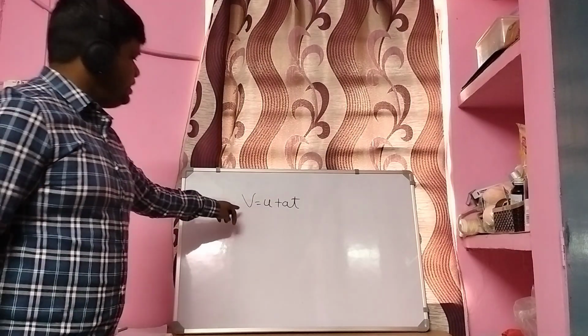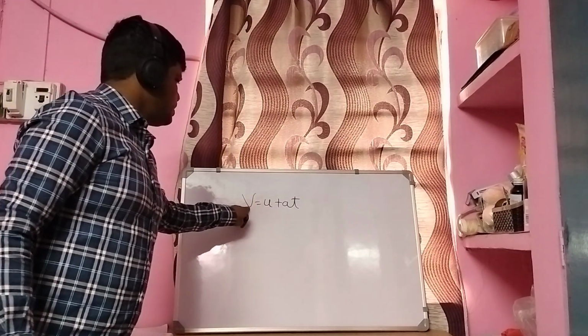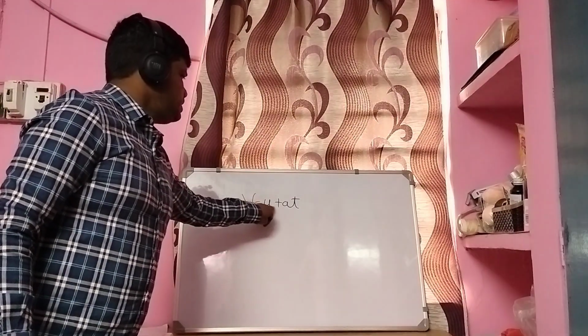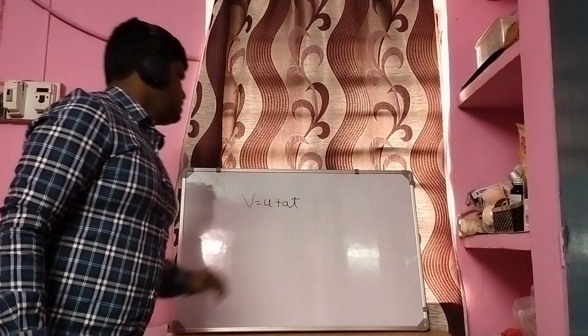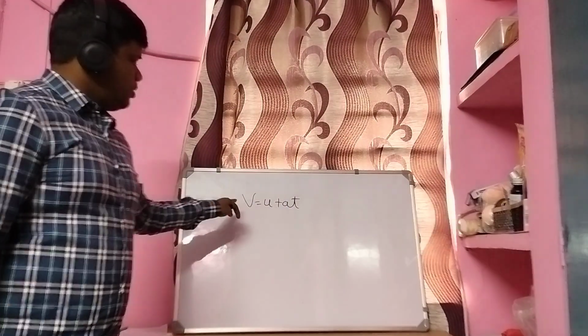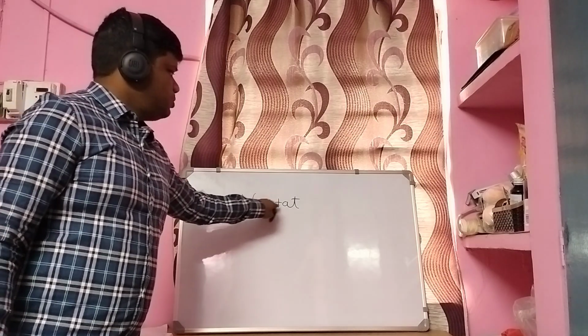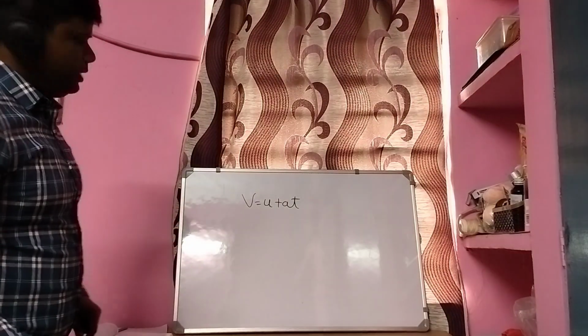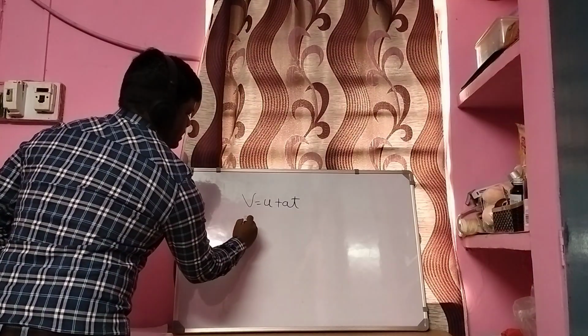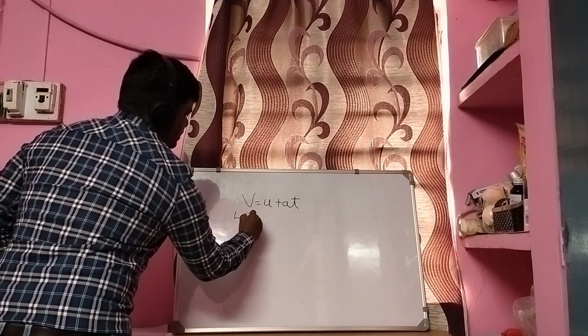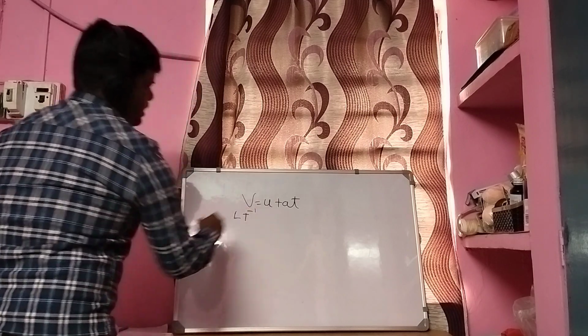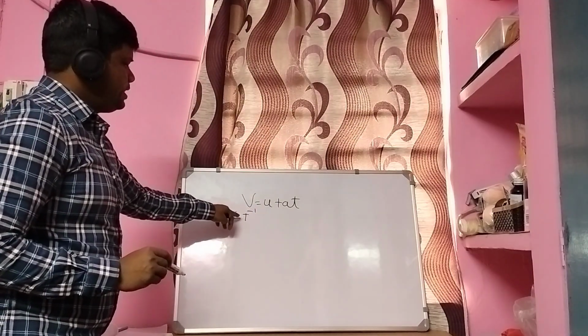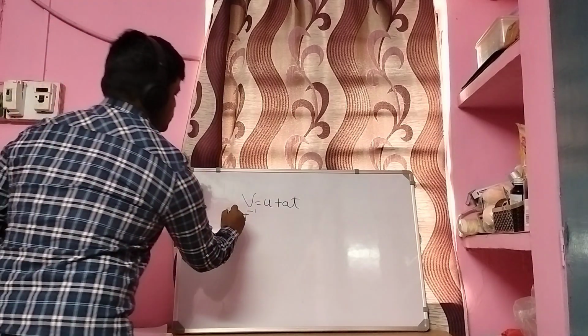So there are three different terms. Velocity: u is initial velocity, a is acceleration, t is time. All these formulas should be homogeneous. Now we consider v. v is distance upon time. This is LT minus 1. Distance by time, L by T, will be written in terms of LT minus 1. Understood?